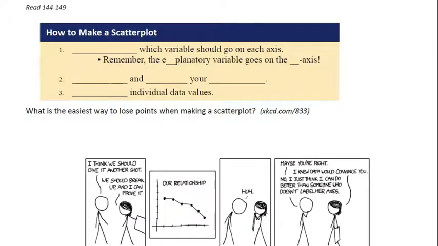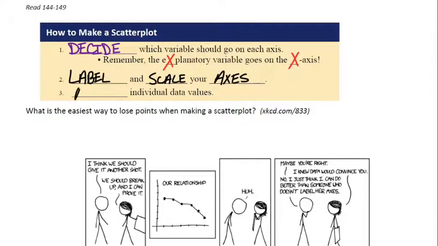Okay, so how do you make a scatter plot? I think you probably know this by now, but let's give it a few directions. First you need to decide which variable goes on which axis. The explanatory variable goes on the x-axis. Once you've got that down, you're probably pretty good. Make sure you label and scale your axes correctly. And then just go ahead and plot the individual data values.